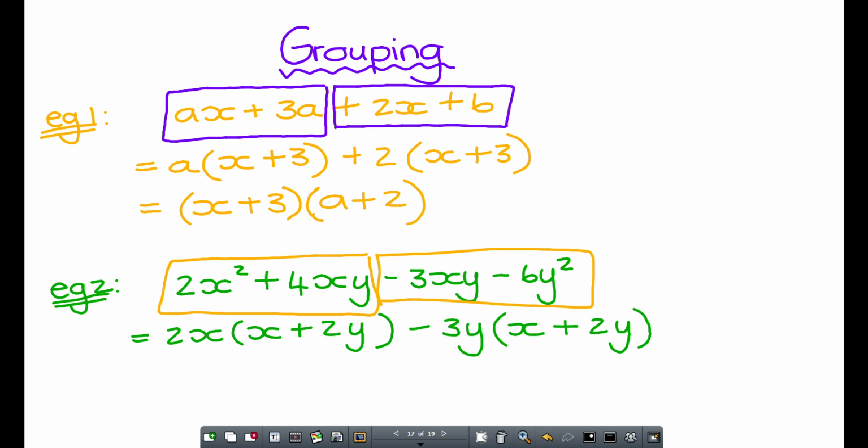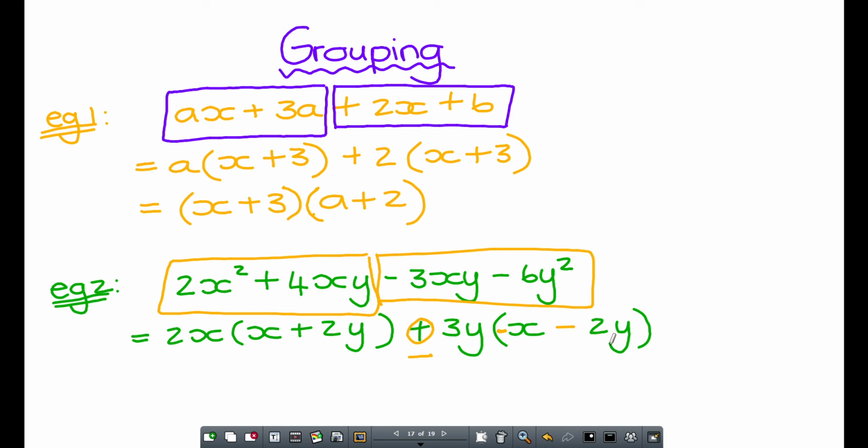Everyone done writing? Say now I had taken out a positive here. Then inside my bracket I would have had minus x, and that would have been minus 2y. Do you agree? And then you will see that my two brackets are not the same. So then I'll go change that to a minus, and then my bracket would be positive x plus 2y.